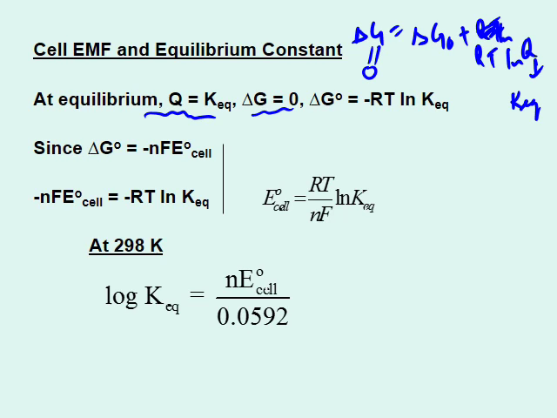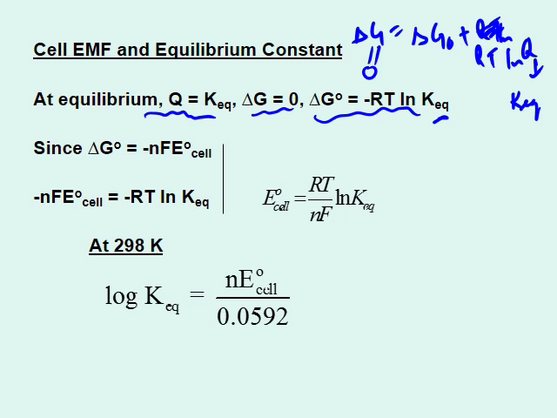And then you can write delta G0 equals minus RT log of K equilibrium. So this is pretty easy to remember. And K equilibrium is the equilibrium constant for the reaction that generates electricity.